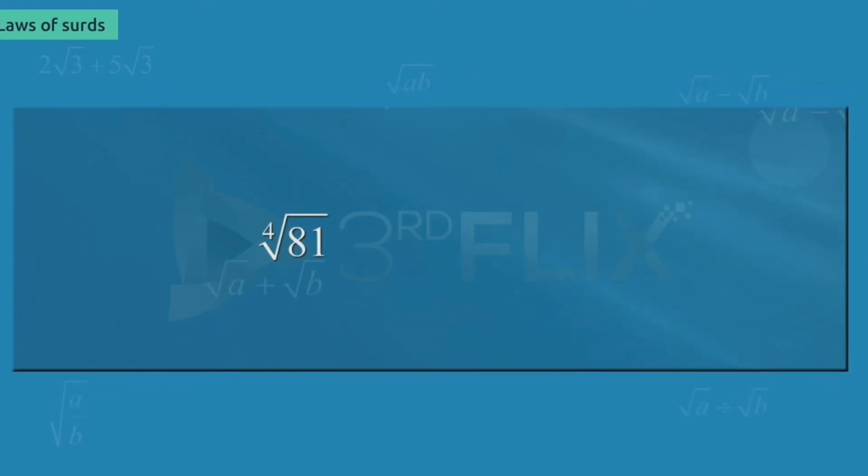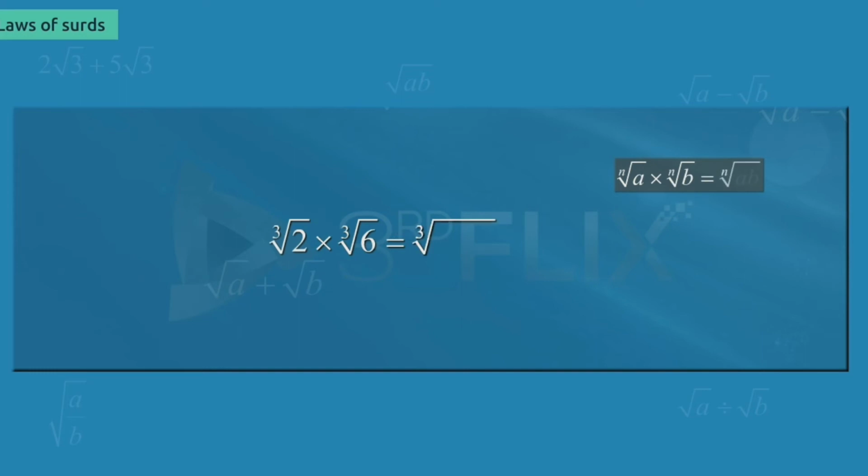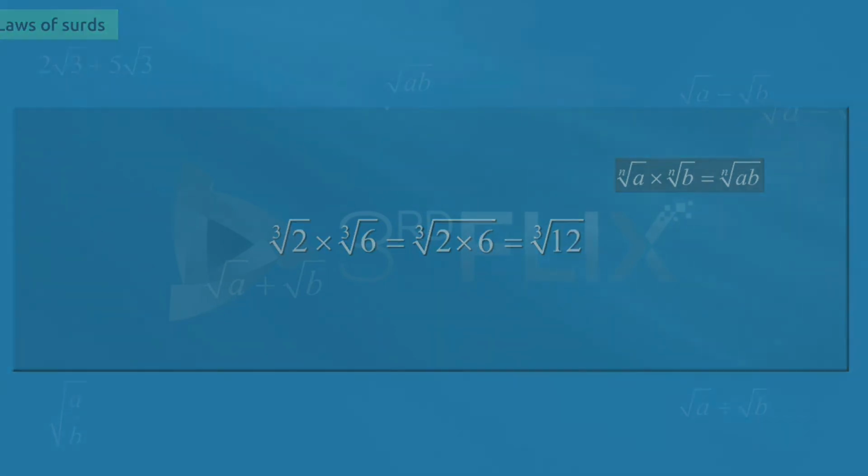4th root of 81 equals to 4th root of 3 power 4 equals to 3. Cube root of 2 into cube root of 6 equals to cube root of 2 into 6 equals to cube root of 12.